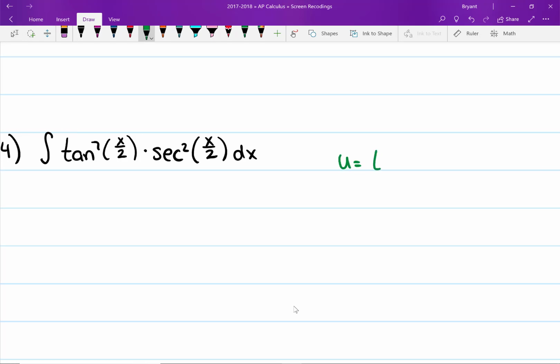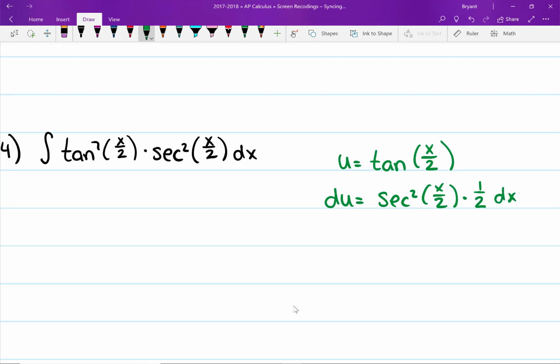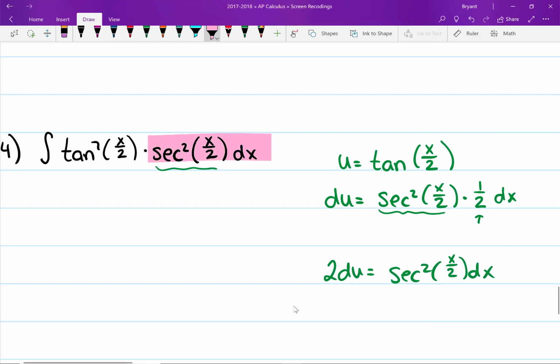U is equal to tangent of x over 2. So then you get du is equal to secant squared of x over 2 times 1/2 dx. This is because of the chain rule. Well, notice I do have most of this right here. I just need to get rid of that 1/2. So I'm going to multiply everything by 2. Get 2 du equals secant squared x over 2 dx. Now see right here, now they match all perfect like.